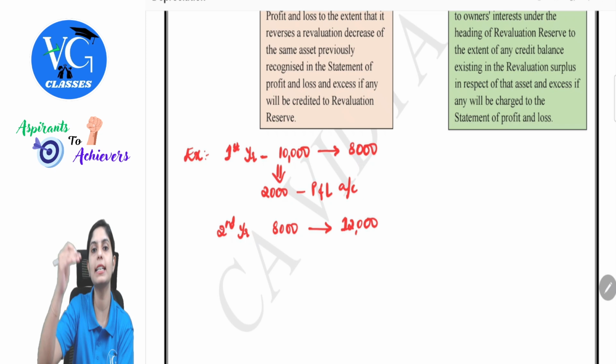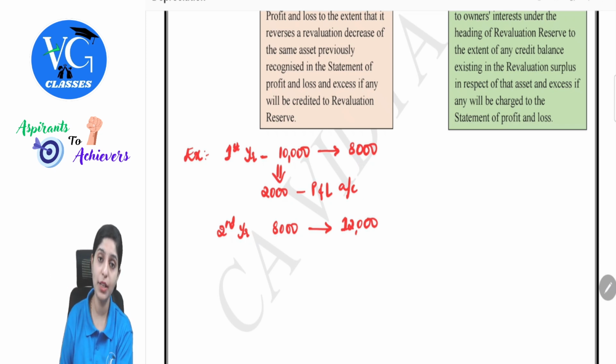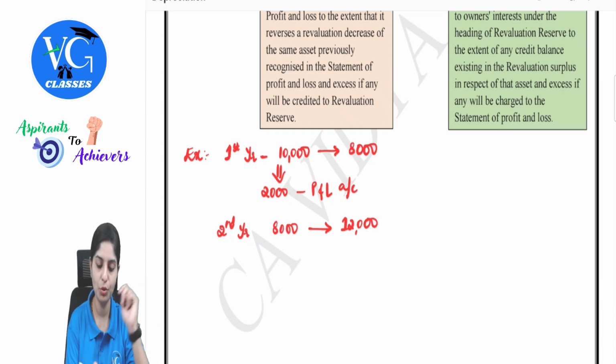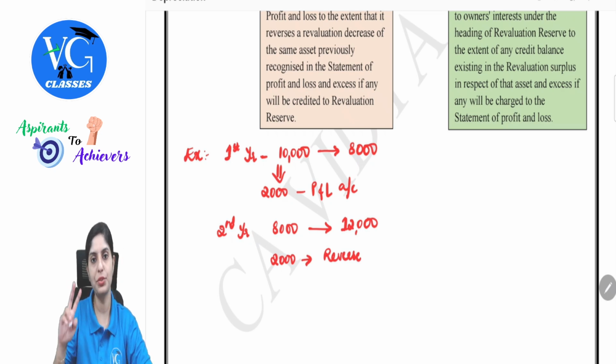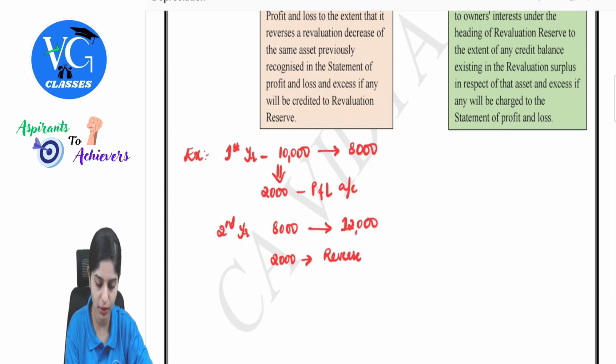So there is an increase in the value of the asset. So first, what should I do? There was already 2,000 recorded as a loss. So I will first reverse this 2,000, so the balance will be netted off. Now, beyond this 2,000, an extra 2,000 is reflected due to the increase in the value of the asset. Now, this 2,000 will be taken to the revaluation reserve account.